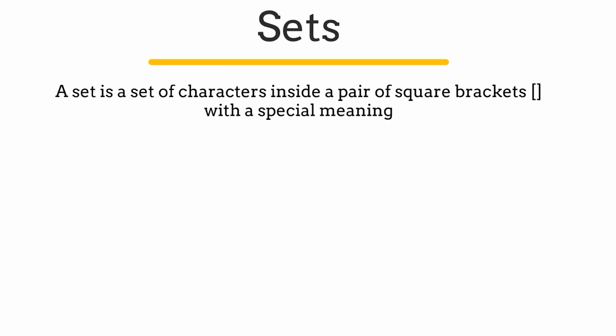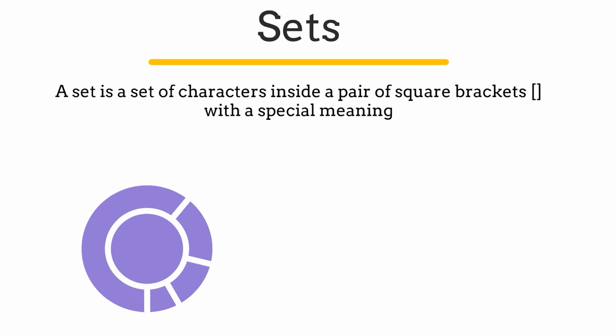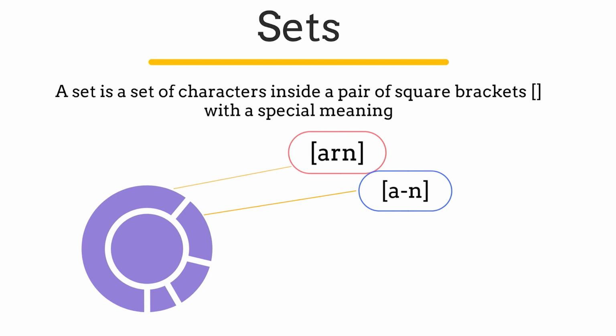Let's move towards the sets. A set is a set of characters inside a pair of square brackets with a special meaning. Some of them are, first, [arn]. It returns a match where one of the specified characters, a, r, or n, is present. Second, [a-n]. It returns a match for any lowercase character alphabetically between a and n.